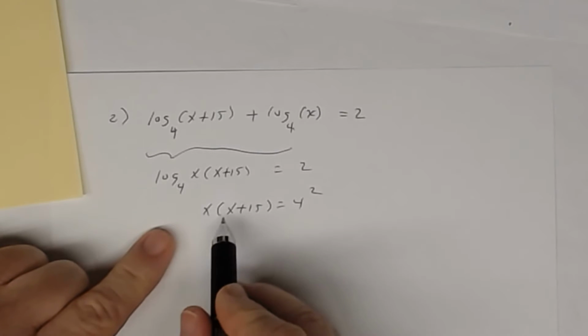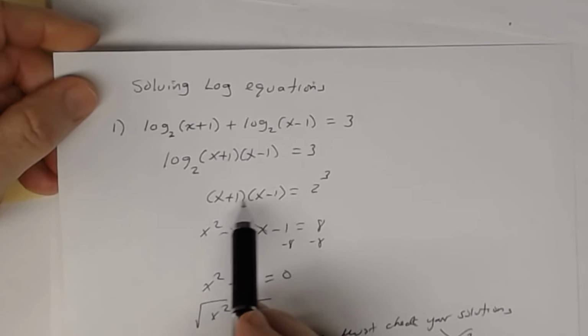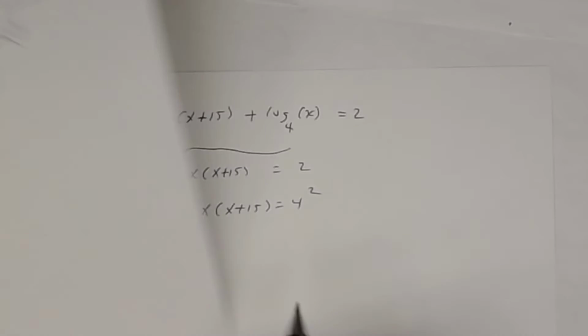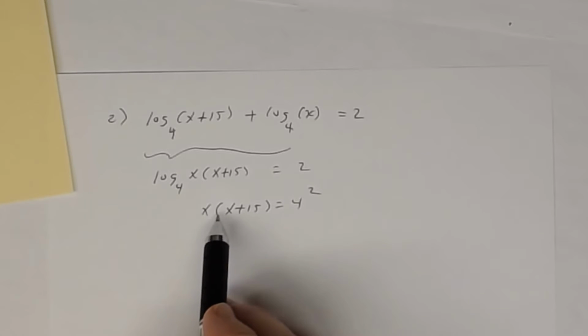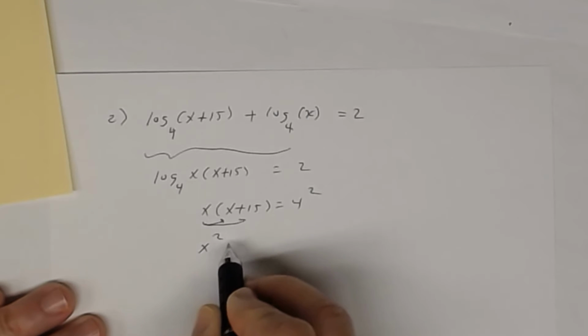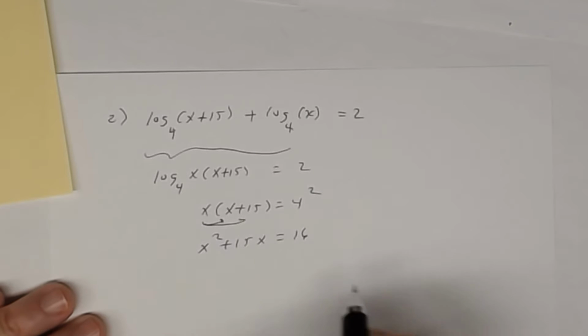Okay, so distributing this time. Remember number 1, if you look at number 1, to multiply this out we had to use FOIL. Here, remember you have to solve for x, so I'm going to use the distributive property at this point. So x times x and x times 15. So I get x squared plus 15x equals 4 squared, 16.